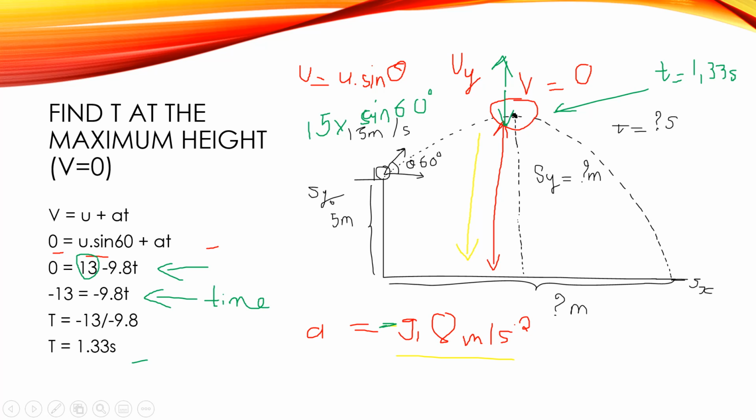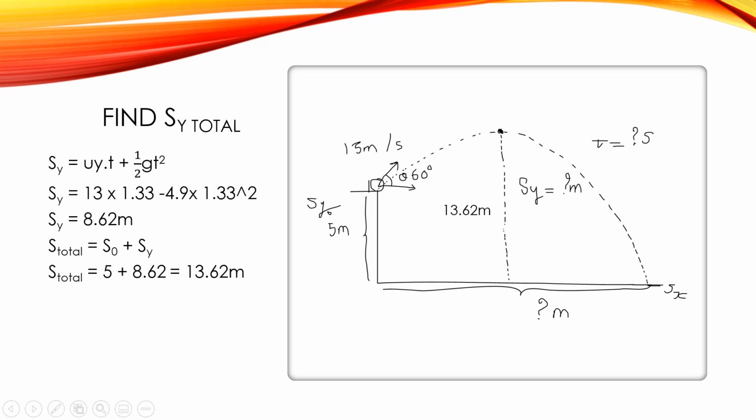Next thing we need to do is we can use the formula sy equals uy times t plus half gt squared to find the displacement of the height that the ball reaches at the highest point.